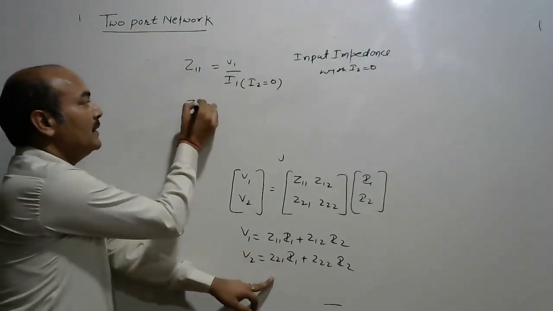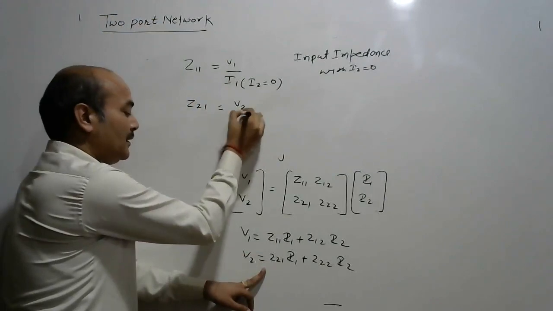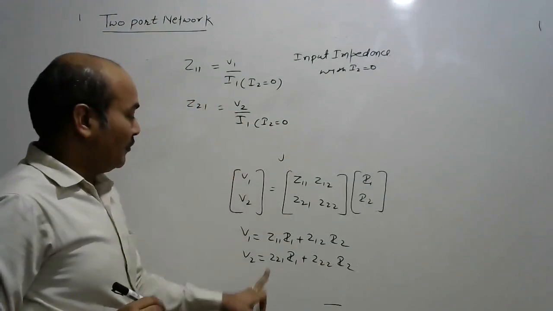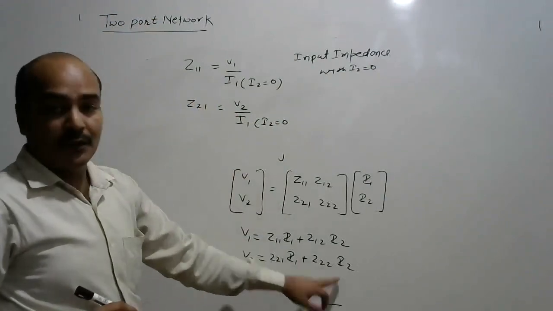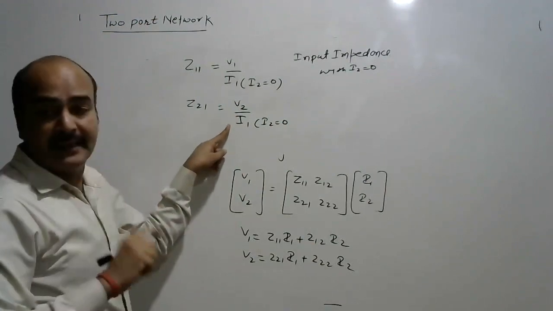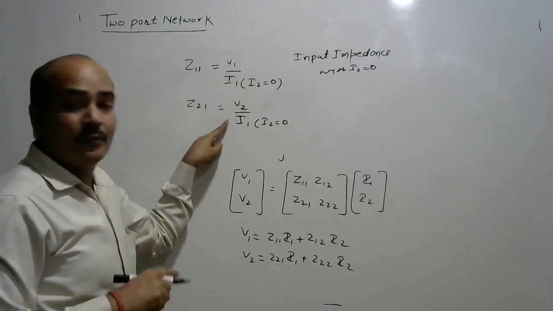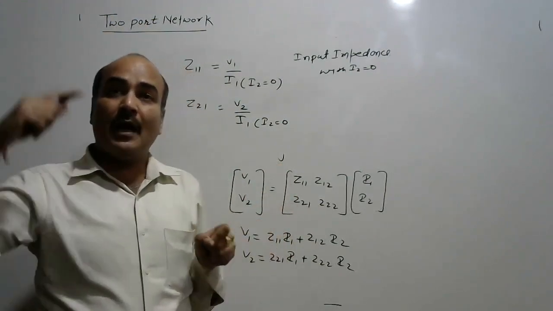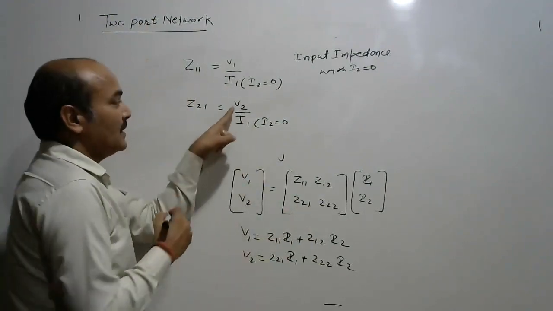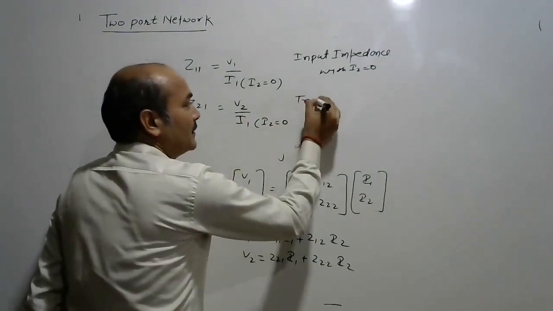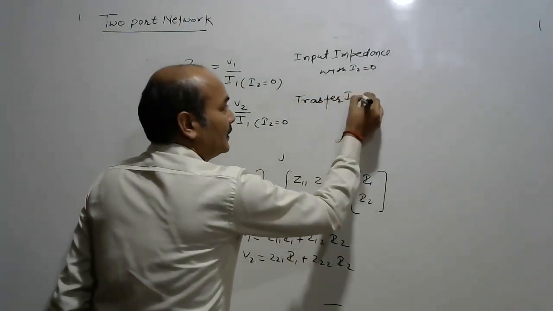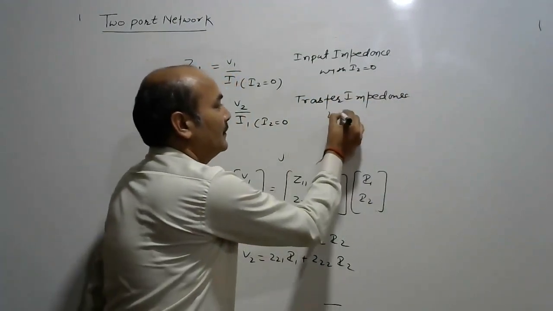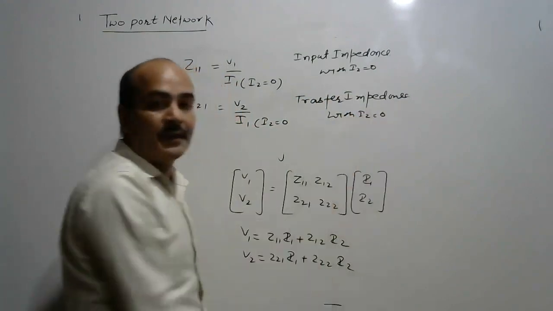What is Z21? Z21 is defined as V2 over I1 with I2 equal to 0. V2 is the output voltage and this is the input port current. So this is known as the transfer impedance. Transfer means the quantity relates the output to the input. So this term V2 by I1 is known as the transfer impedance with I2 equal to 0.